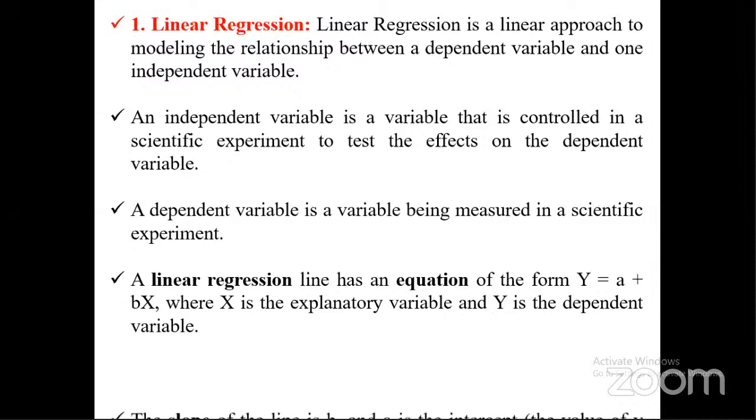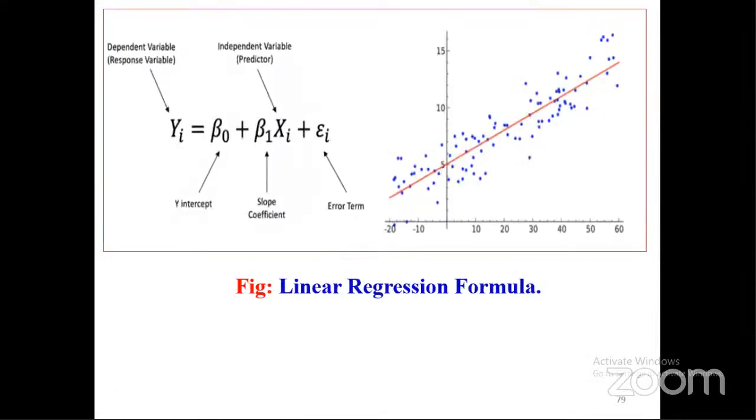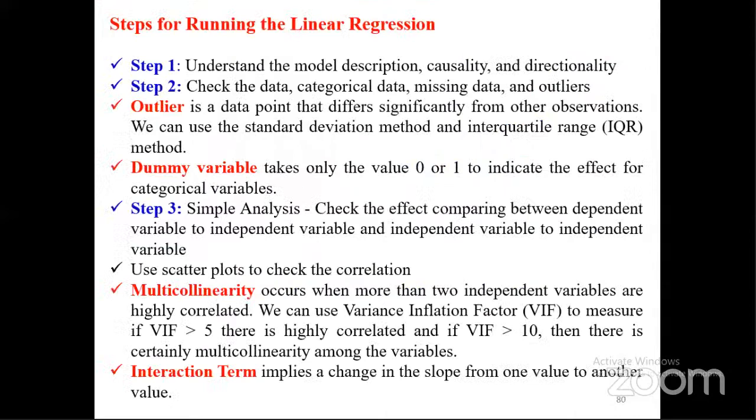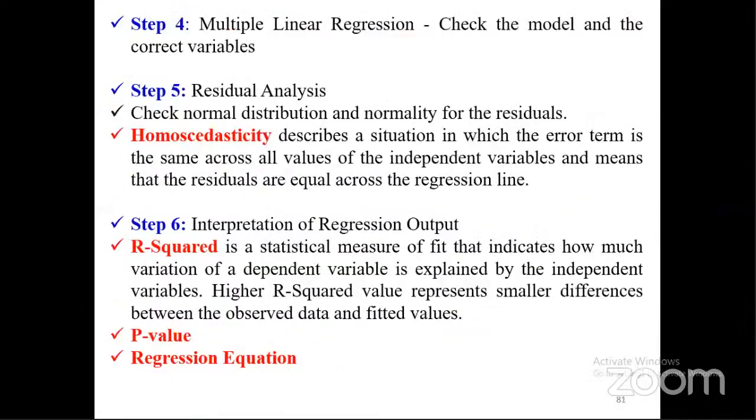Now see, this is the linear regression formula. Y is the dependent variable, and the independent variables are the prediction, plus the y intercept. Now I am going to execute this linear regression algorithm. Step 1, understand the model description, causality, and directionality. In step 2, check the data: categorical data, missing data, and outliers. Step 3, simple analysis. And step 4, multiple linear regression, check the model and the correct variables. Step 5, residual analysis. Step 6, interpretation of regression output. This is the way I am going to show you right now, practical.